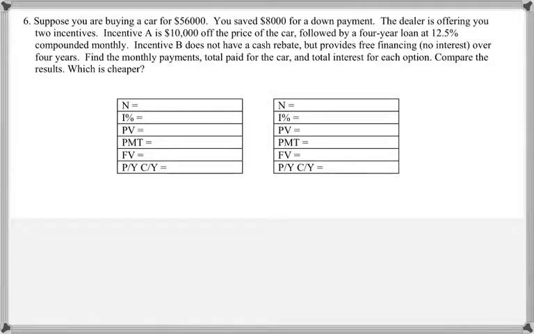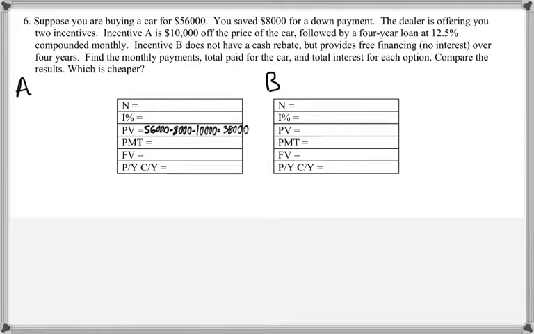So we have two options, option A and option B. Let's look at option A first. The present value is going to be $56,000 minus $8,000 for the down payment minus $10,000 because the dealer is giving us $10,000 off the price of the car. So this is going to be $38,000.